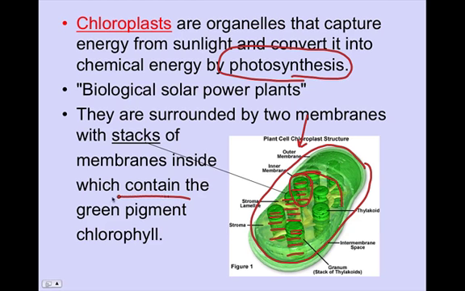The green pigment is from something that is called chlorophyll, and so that's why they are called chloroplasts, because they contain the green pigment chlorophyll.